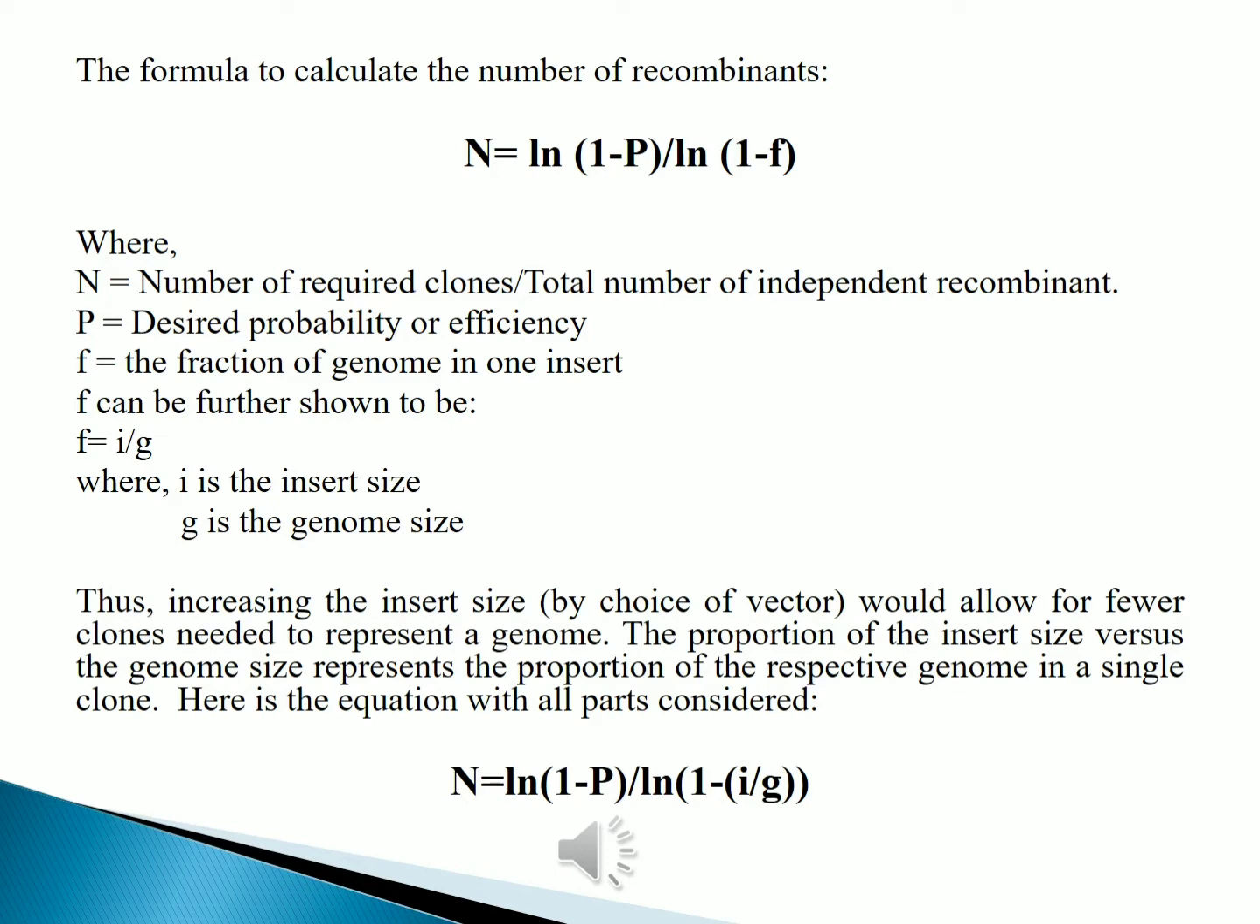Thus, if we increase the insert size, fewer clones will be needed to represent a genome. The proportion of the insert size versus the genome size represents the proportion of the respective genome in a single clone. So the equation now can be given as N = ln(1 - P) / ln(1 - I/G).